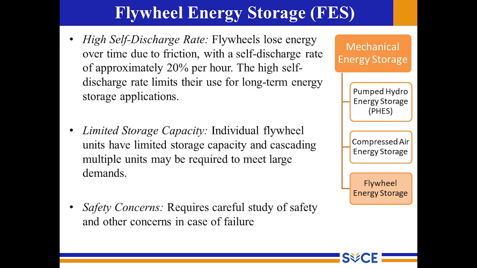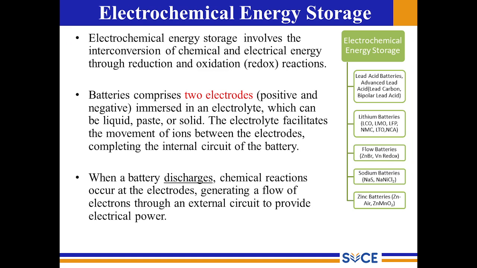So the next energy storage after this mechanical energy storage which we discussed was your electrochemical energy storage. Here we discussed the storage of energy in terms of interconversion of chemical and electrical energy through oxidation and reduction reactions. So batteries comprise two electrodes immersed in an electrolyte which can be liquid, paste or solid. The electrolyte facilitates the movement of ions between the electrodes, completing the internal circuit of the battery.